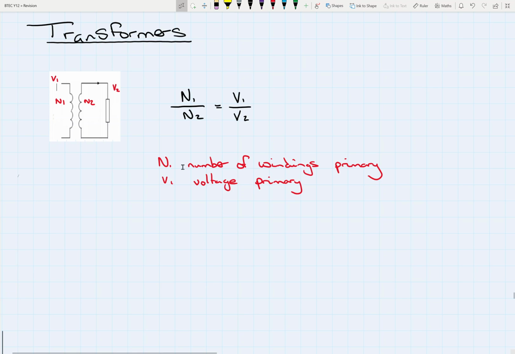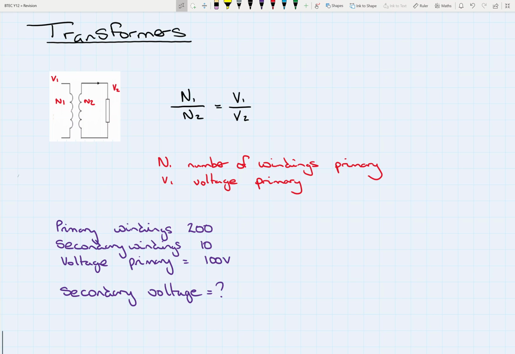Okay, so the basic formula we've got is the number of windings on the primary over the number of windings on the secondary is equal to the ratio of the voltage on the primary to the voltage on the secondary. So we can use this to state whether it's going to be a step up or step down transformer. Okay, so let's have a look at an example.